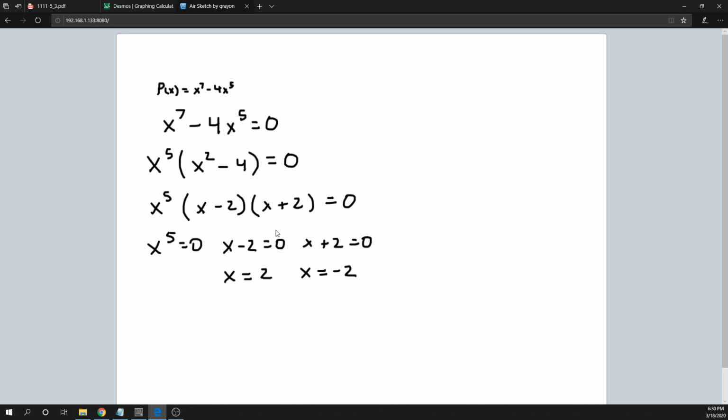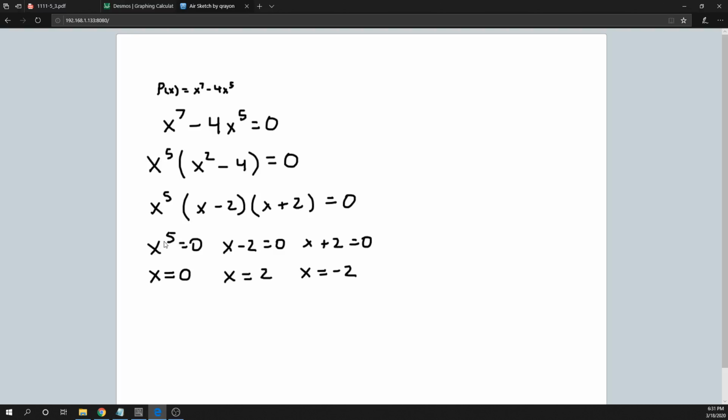On x to the fifth equals 0, the only solution is x equals 0. The reason is that if I take any number and raise it to the fifth power, a positive number gives a positive result, so x couldn't be positive here. If I take a negative number and raise it to the fifth power, I wind up with a negative number, so it couldn't be negative either. But 0 to the fifth power is certainly 0.